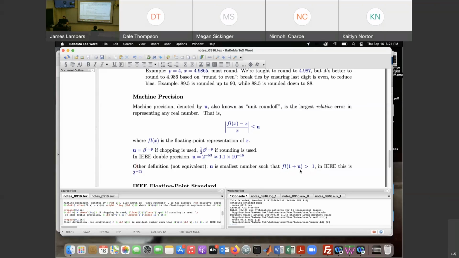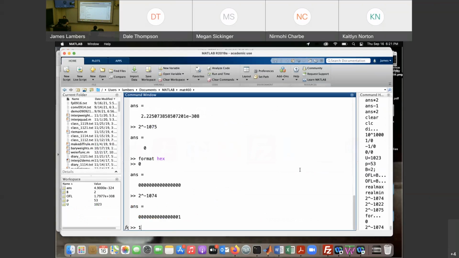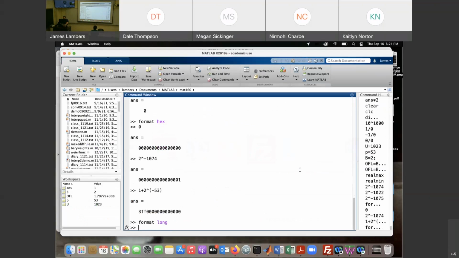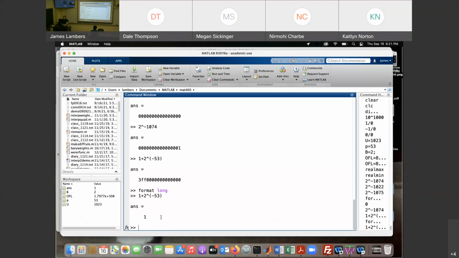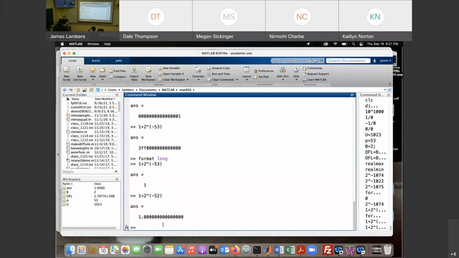So for example, if I do the following, 1 plus 2 to the minus 53, it declares it to be exactly 1. So these numbers are considered equal in the floating point number system because what I'm adding on is considered too small relative to 1. So I can have smaller numbers in this, but if I add them to 1, it can't distinguish from 1. Whereas if I do 1 plus 2 to the minus 52, it's not exactly 1. So there's something added on to it.